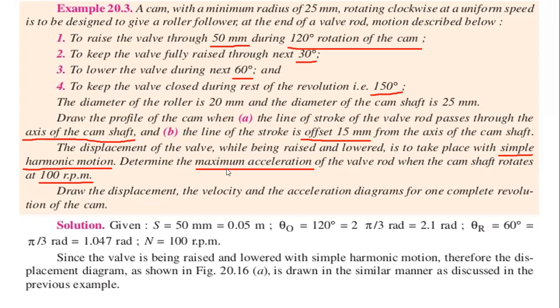So from these given data, we are going to draw the displacement diagram. First we need to draw the simplest form of the displacement diagram, which has simple harmonic motion as the motion and with a roller follower. In the first displacement diagram, you do not need the information about the follower. You only need to know the motion of the follower, that is simple harmonic motion.